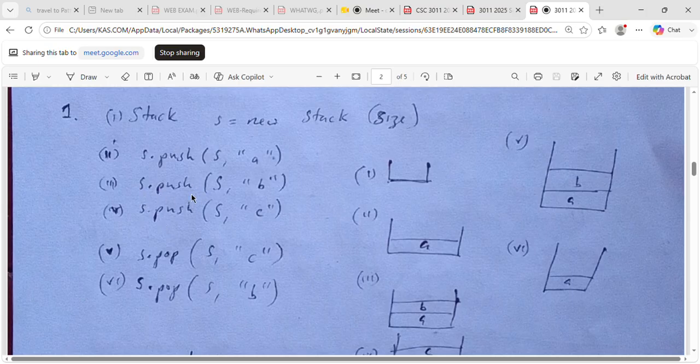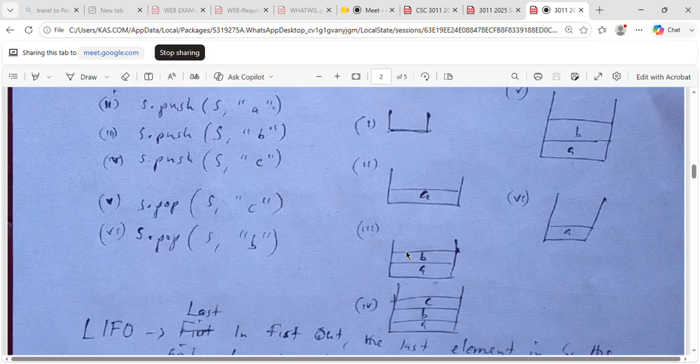Then s dot push, have at least 2 pushes. S dot push, then you get the same s, which is this guy. Pass it there. Then you are saying you want to push this B on top of this stack. So the next time you're gonna have a container of A, then you put in your B. S dot push, we want to push C there.